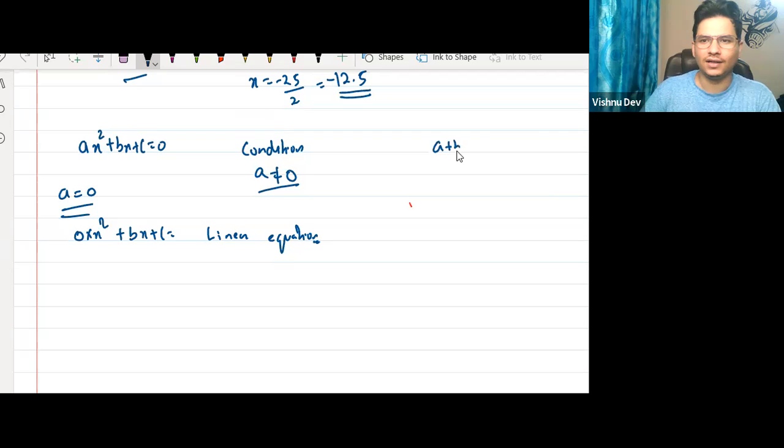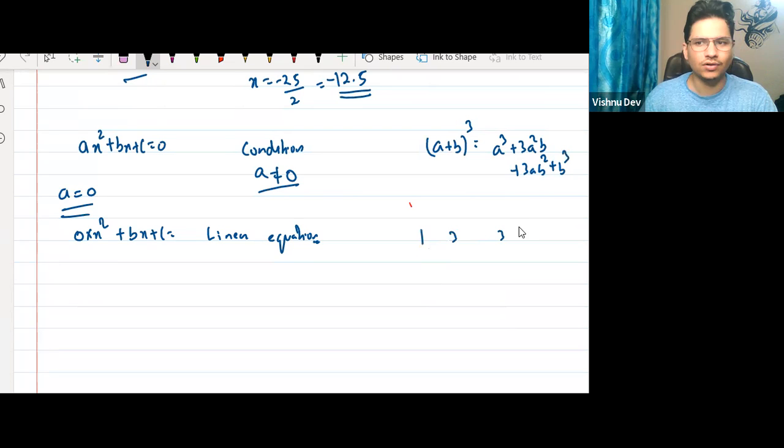A plus B whole cube. I hope all of you remember the formula. A cube plus 3a square b plus 3ab square plus b cube. Yes or no? Do you all remember the 1 3 3 1 pattern? How many of you remember this? Raise your hand. Right? 1 1, 1 2 1, 1 3 3 1. So this is the formula.